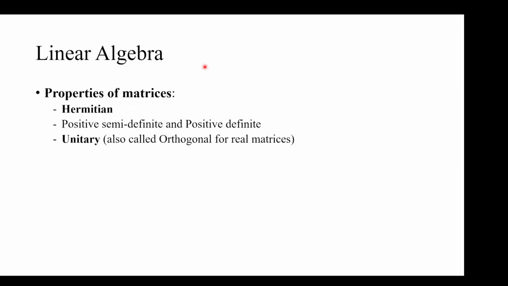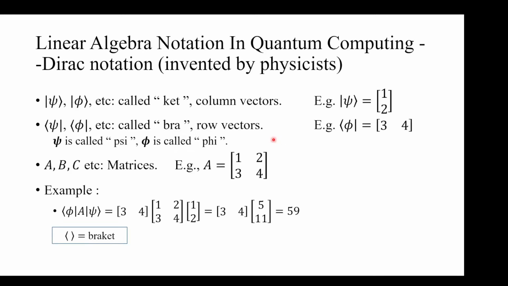and there are also properties of matrices, and actually a few more, but three of them that are quite important are Hermitian matrices, PSD matrices, positive semi-definite or positive definite matrices, and unitary matrices, which are also just orthogonal matrices if the matrix elements are real. Okay, and so let's first go into this weird notation.